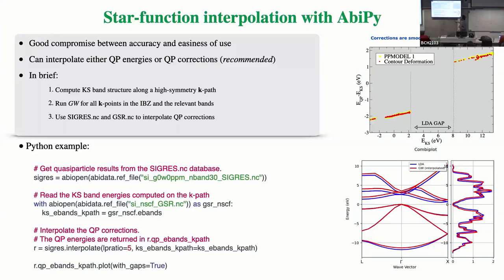Once we have these two objects, the Kohn-Sham bands and the quasi-particle energies, we just call this function here that takes care of performing the star function interpolation. And then we just call this plot method. And here we have this figure that shows the LDA band structure and the interpolated results for the quasi-particle band energies for silicon. And I think, yes, this is my last slide, and I thank you for your attention.